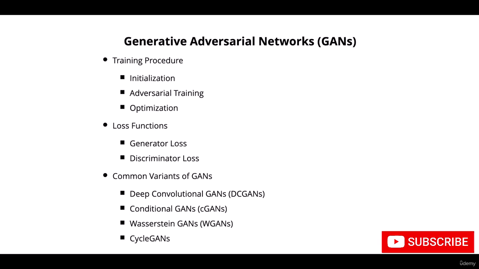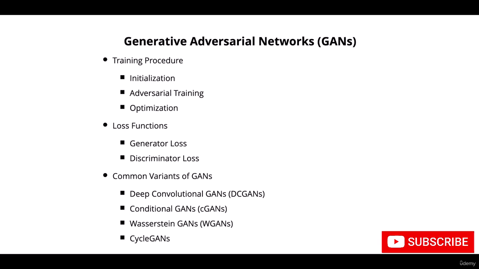The next we'll talk about is loss functions. Now for the generator loss, it measures how well the generator fools the discriminator. It is typically the negative of the discriminator loss on fake samples, whereas the discriminator loss measures how well the discriminator distinguishes between real and fake samples. It is the sum of the losses on real and fake samples.